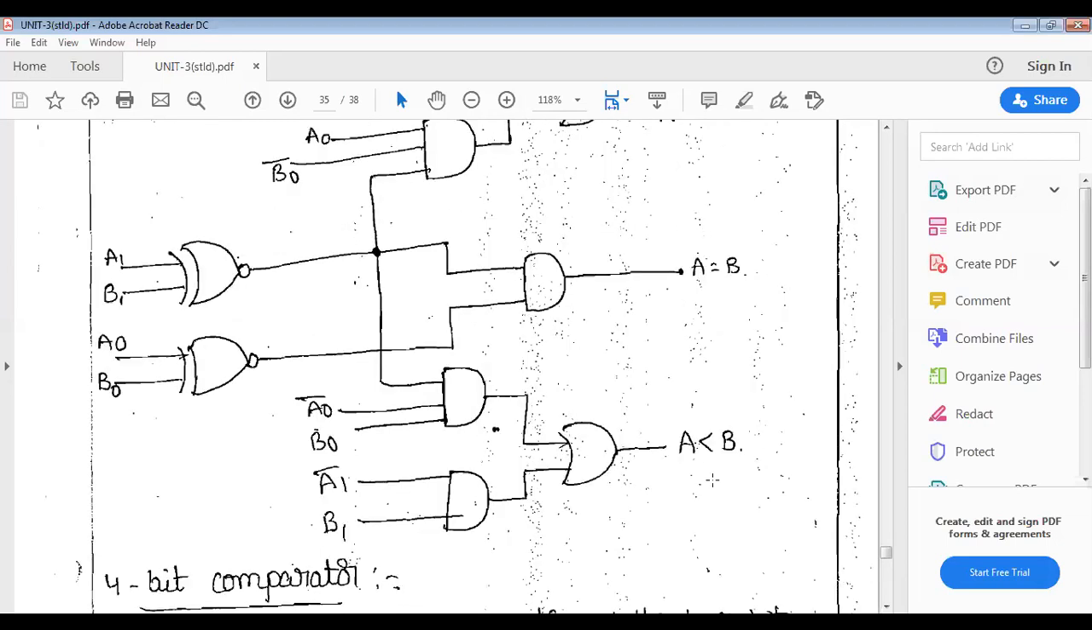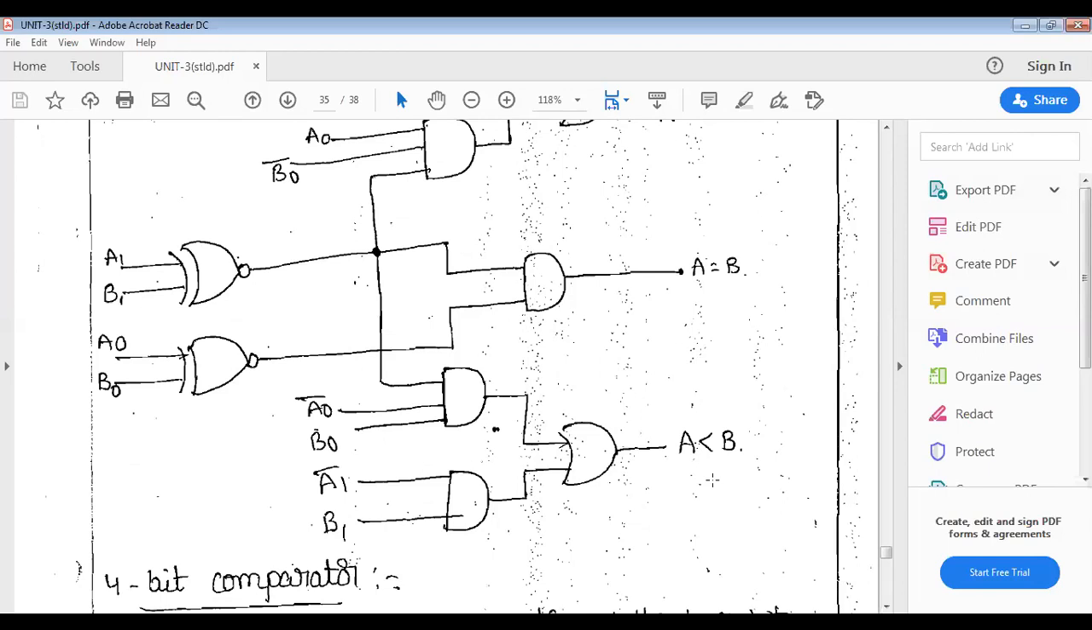Coming to the less than, A less than B. The A value is complemented and the B value is uncomplemented. Less than means complement for A, and greater than means complement for B. So A0 bar and B0, and A1 bar and B1.